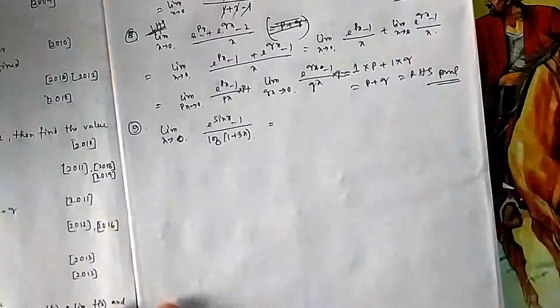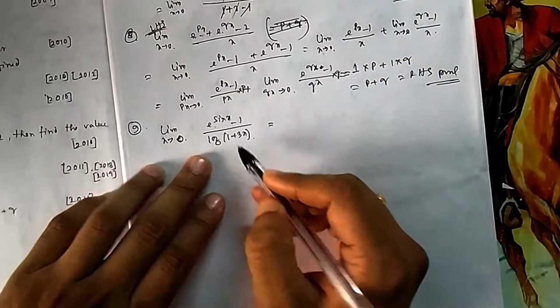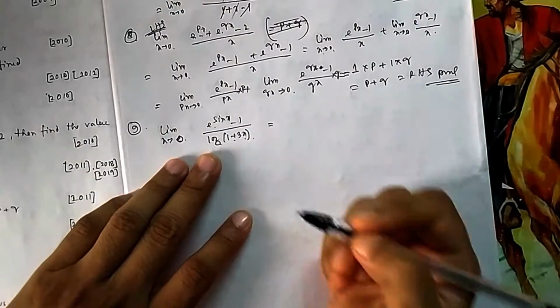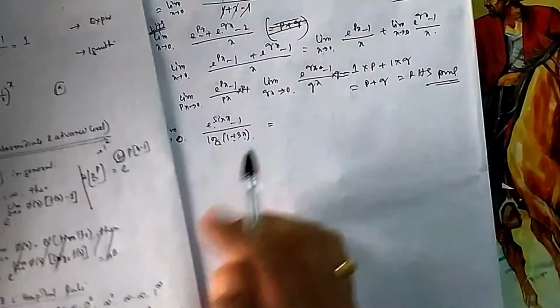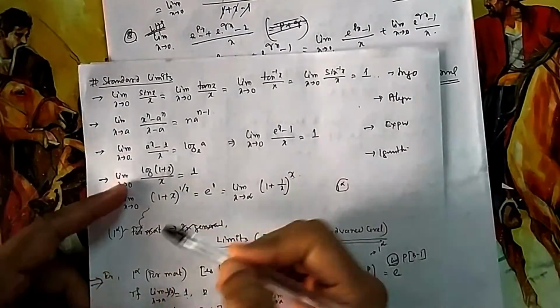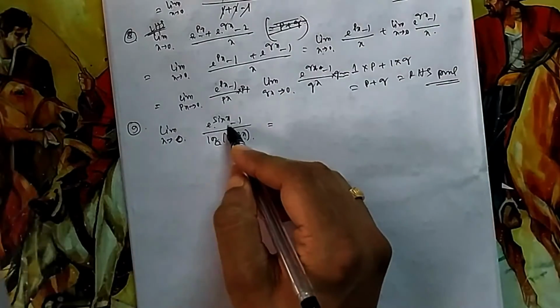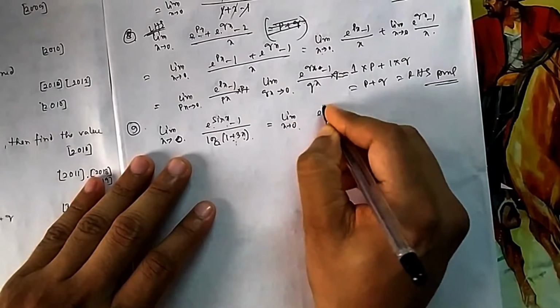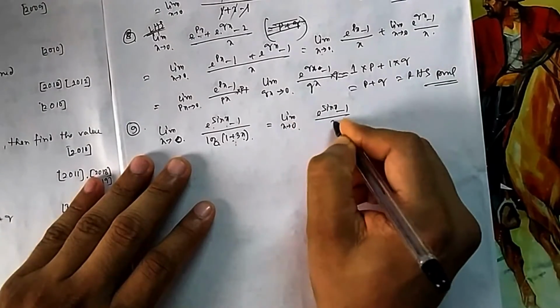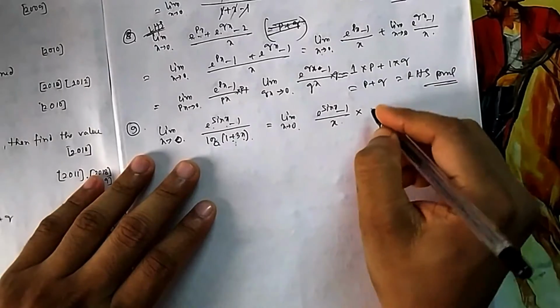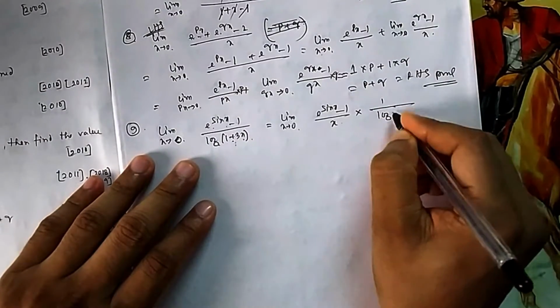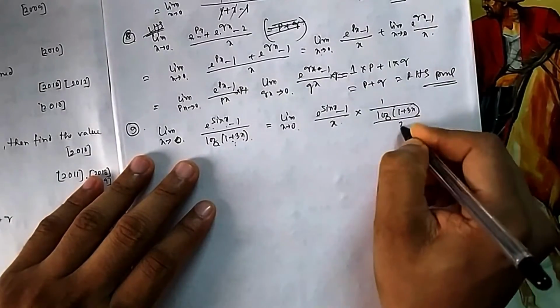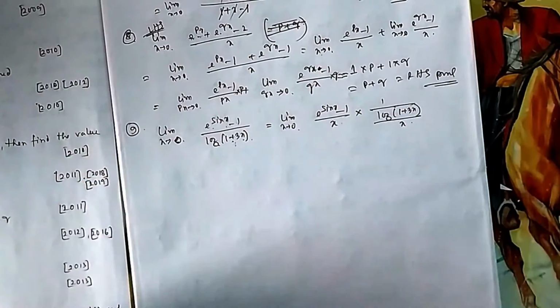That is your RHS. Again, if you put 0, e to the power 0 minus 1 is 0. Again, log 1 is 0. So it is again undefined. So what is the formula for log? The formula is log of 1 plus x divided by x. So to take care of this log, you need to divide it by x. And to take care of e also, you need 1 by x. So you divide both by x. So you can write it this way: e to the power sin x minus 1 divided by x, multiplied by 1 by log of 1 plus 3x divided by x. So now these x and these x get cancelled.